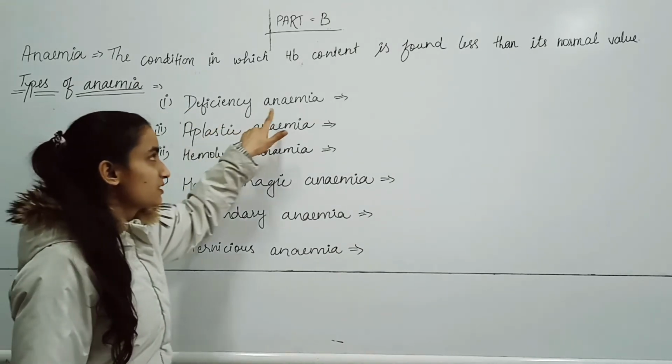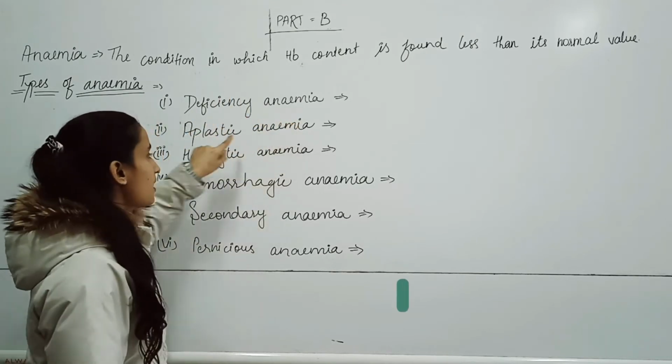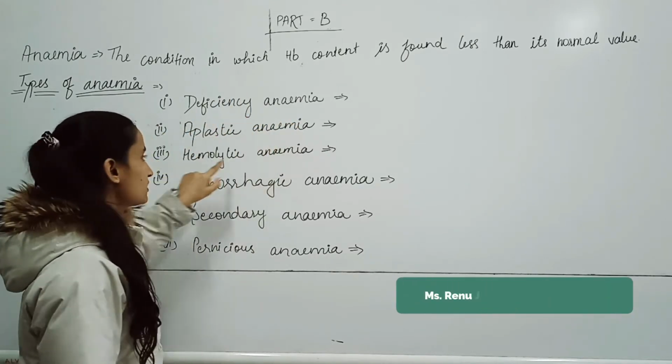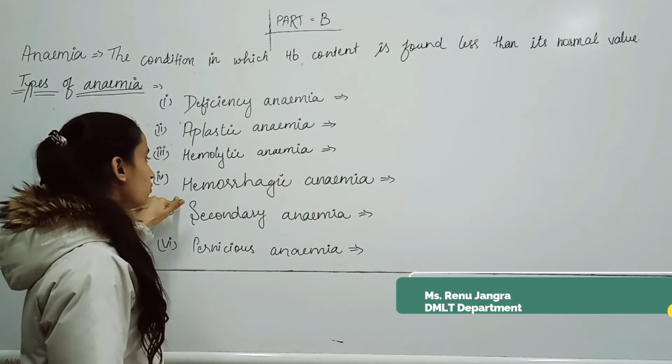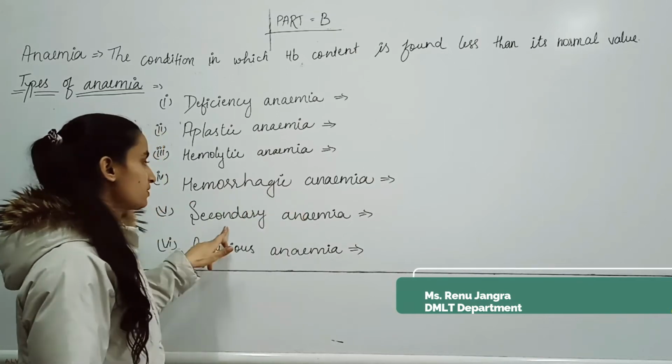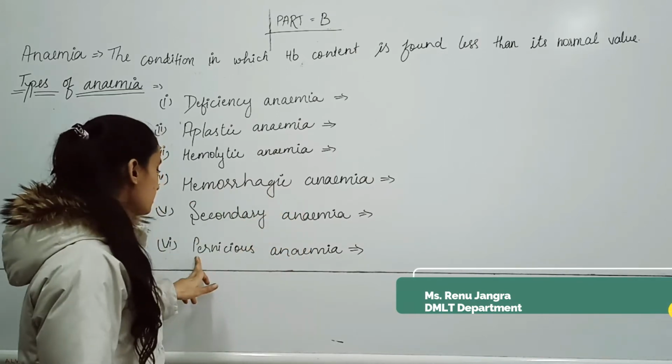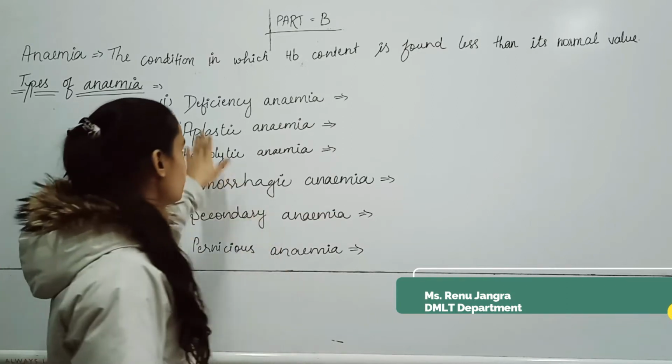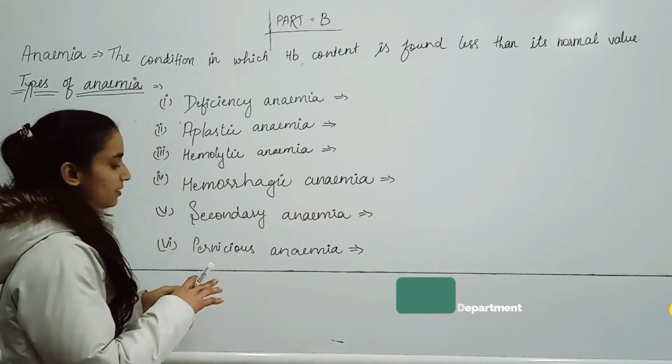First one is the deficiency anemia. Second is the aplastic anemia. Third one is the hemolytic anemia. Fourth, hemorrhage anemia. Fifth, secondary anemia. Sixth, pernicious anemia.